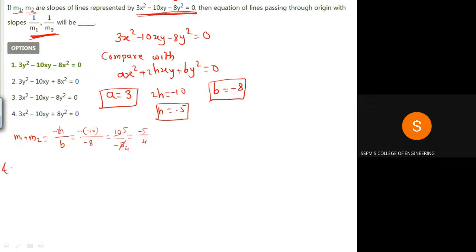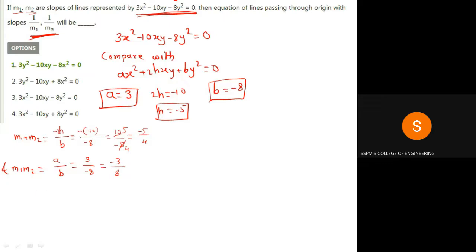Similarly, we can write for m1 m2. This is the product of slopes. What is the product of slopes? It is given as m1 m2 is equal to a by b. So now the value of a is equal to 3, and the value of b is equal to minus 8. That is minus 3 by 8. Okay, that is minus 3 by 8.